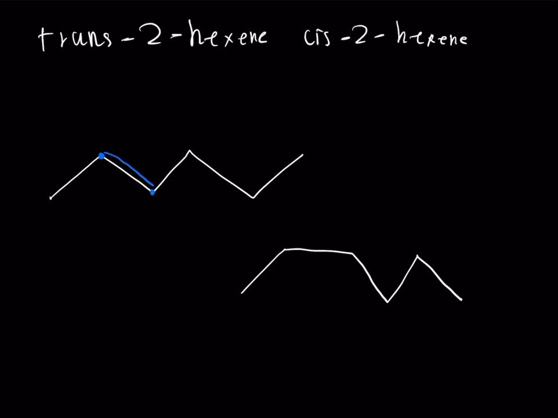So the double bond is going to be right here. And as you can see, the hydrogens are going to be on top. Methyls are going to be on the bottom. These are the methyls. At least, if you don't count this, then it's a methyl. So that's the difference between cis and trans and how you draw it in bond line structures.